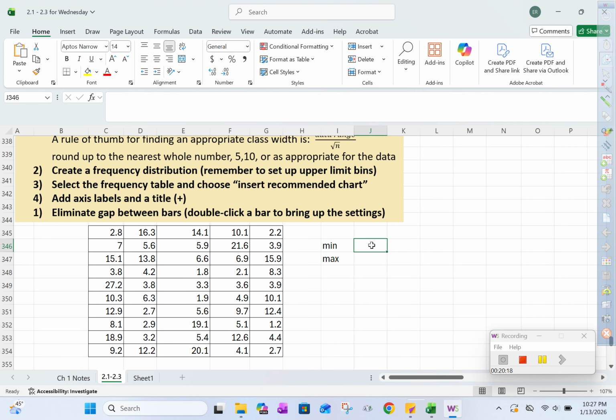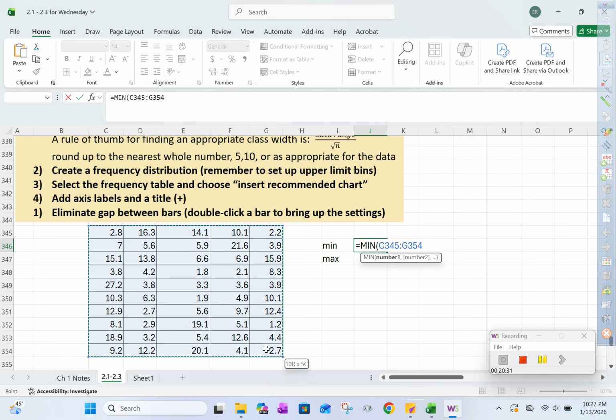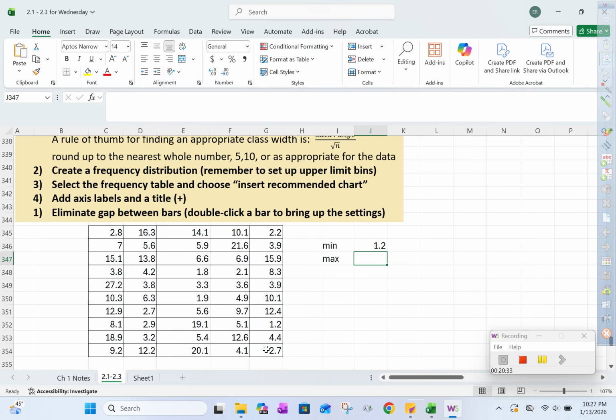So we'll set those up. Hopefully you remember from last time, in Excel, a lot of the functions you could possibly need are just called their own name. So equals min to find the minimum here. And then we'll select the data range and hit enter for that. So our lowest number is 1.2. Remember, that's representing the percent of foreign-born residents.